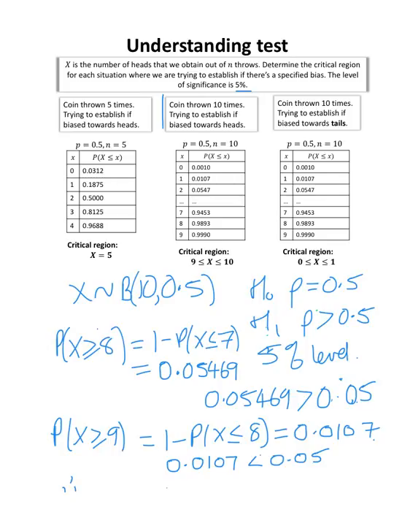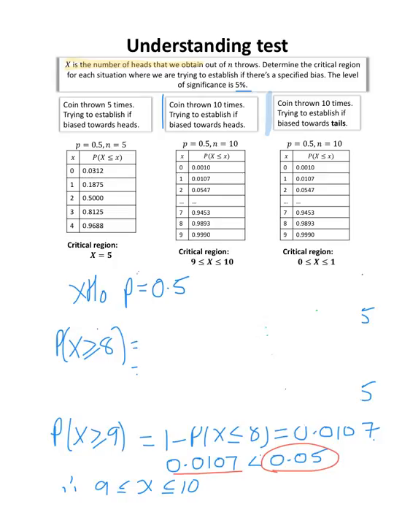So therefore, our critical region is where x is greater or equal to 9, but less than or equal to 10. And all this comes from the fact that our probability is less than the 5% level of significance that we're testing at.